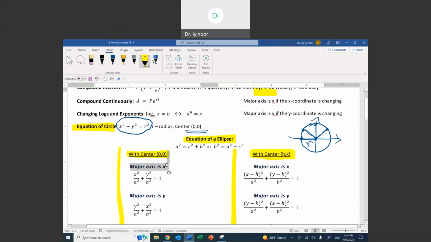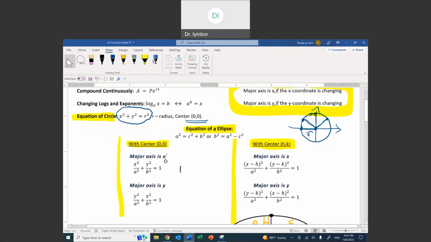Major axis is x if the x coordinate is changing. Major axis is y if the y coordinate is changing. What that means is, they'll give you 2 points, and looking at the 2 points, we're going to decide which one is your major axis. So before you pick one of those 4 equations for your specific question, you have to read and decide what your center is and what your major axis is. Those 2 are going to determine which of the 4 equations you're going to use. After you pick your equation, you're just going to put A and B there and you're done.